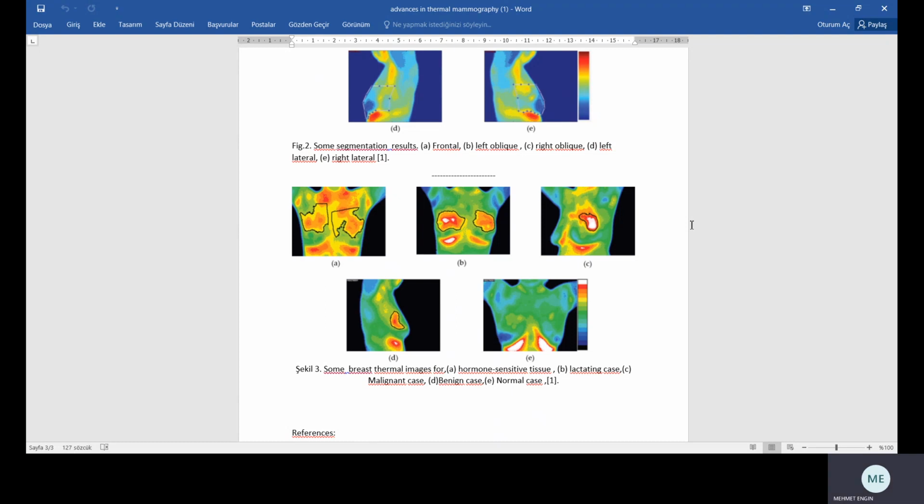The base view of the hot spots and warm spots is identified as the view in which the normalized size of the detected abnormal regions with respect to the region of interest is maximum. Figure 3 shows some breast thermal images for some conditions: hormonal sensitive tissue, lactating case, malignant case, benign case, and normal case.